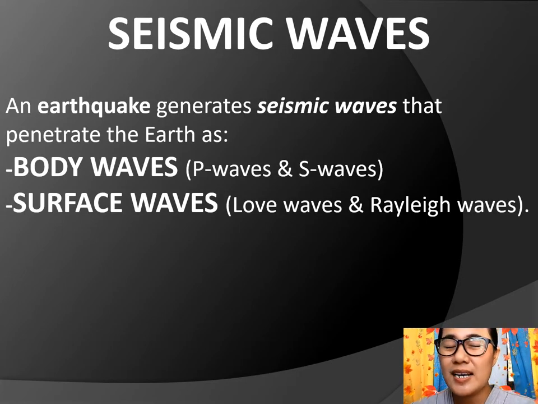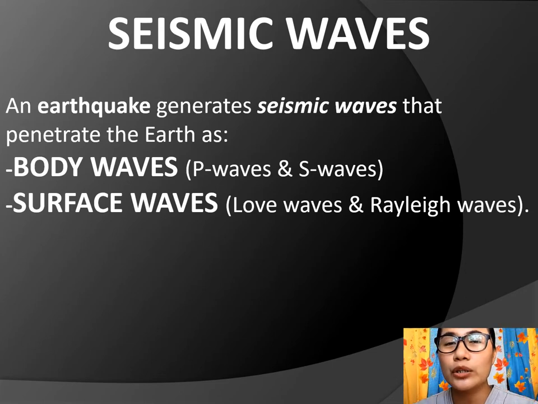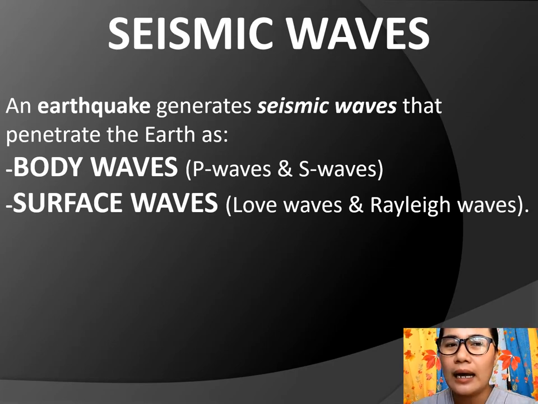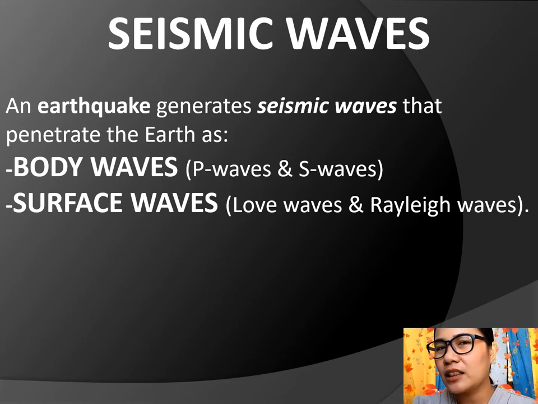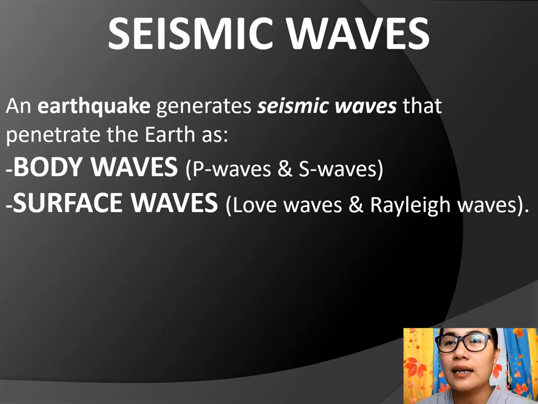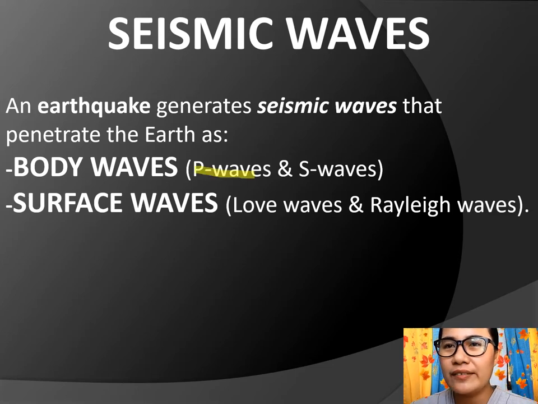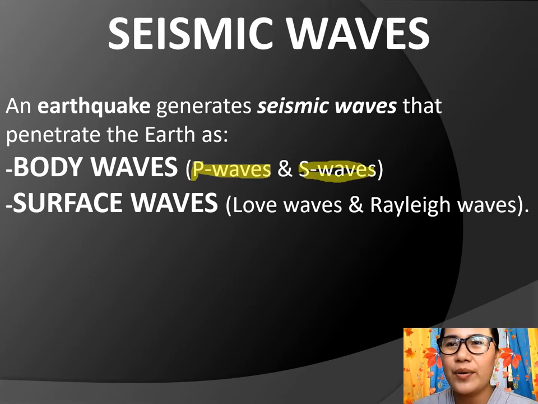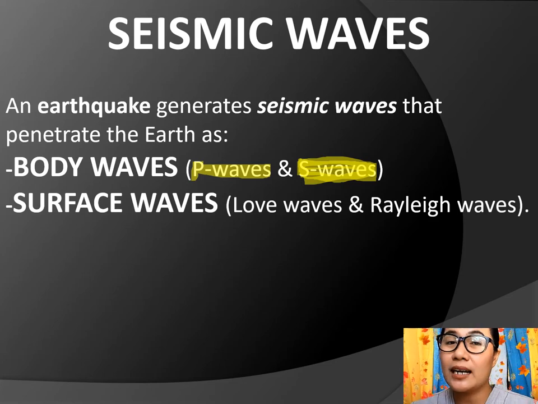Seismic waves are waves that are generated as a result of an earthquake. Naay duha ka klase nga seismic waves. Una, body waves. Unsa man ang body waves? They travel through the body of the earth. Tibuok earth gyud siya mo travel, from crust, mantle, outer core, inner core. Duha siya ka klase. Ang una, si P waves or primary waves, the fastest of all waves. Ikaduha, si S waves or secondary wave, ang ikaduha nga maabot na wave.